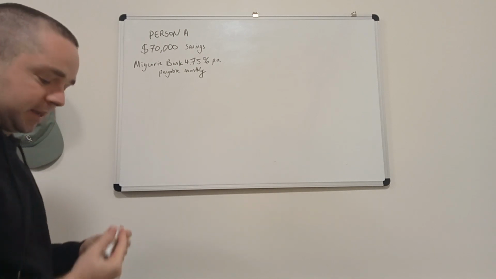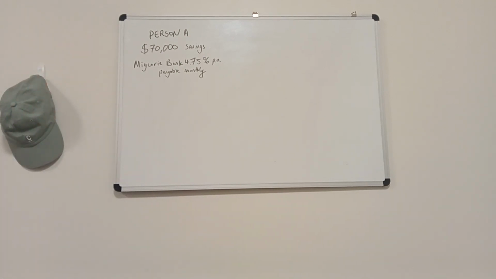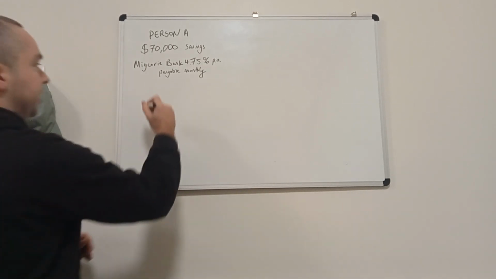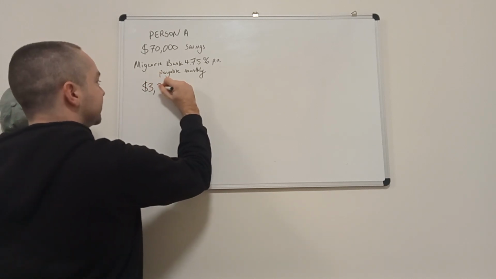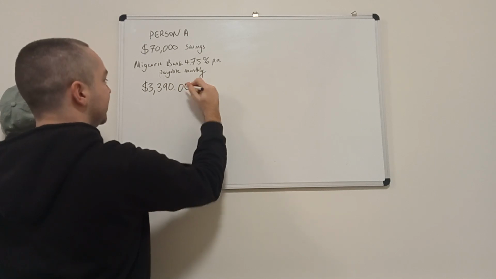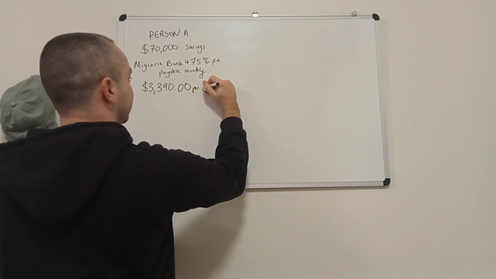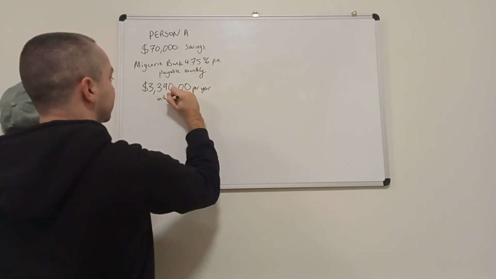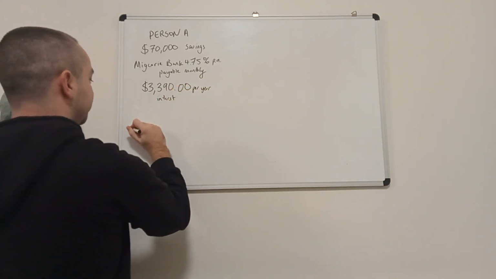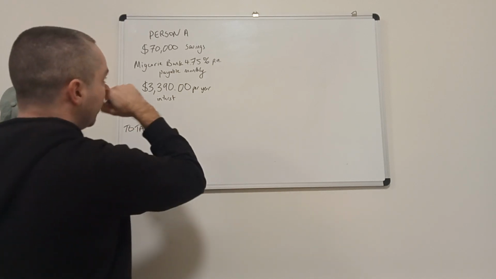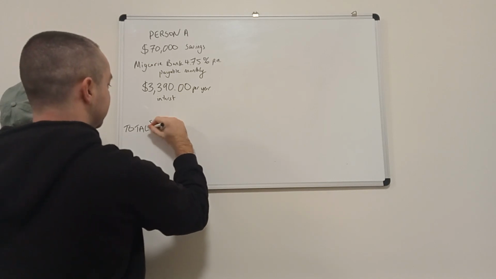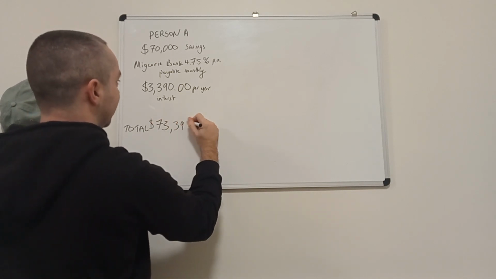So doing a quick calculation, and I've done the calculation previously because that's not part of what we're learning today. This person would earn, including interest on interest, about $3,390 per year in interest, leaving them with a total at the end of 1 year of $73,390.